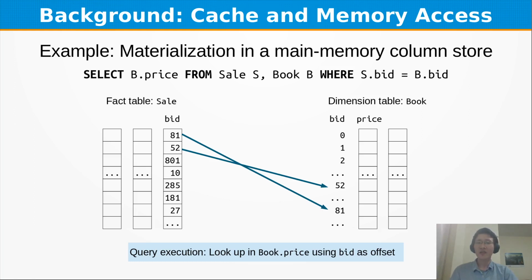The query here executes a foreign key join to materialize a column of book prices. To answer this query, the database system can scan the fact table and look up the price column of the book table using BID as an array offset.